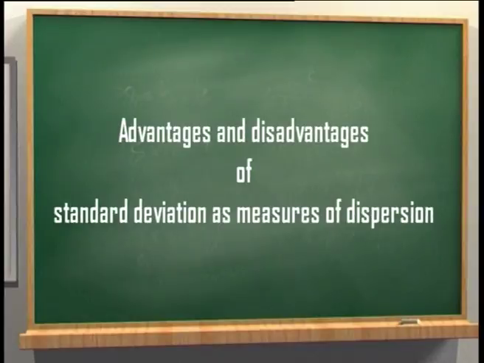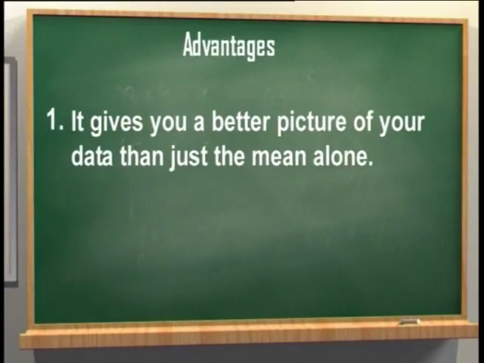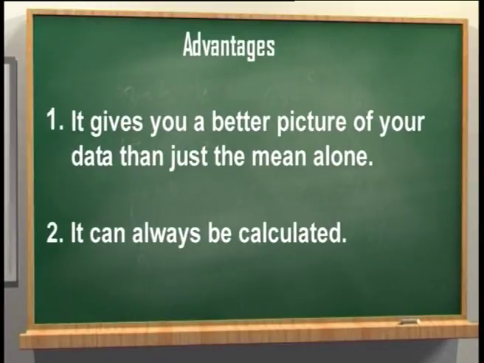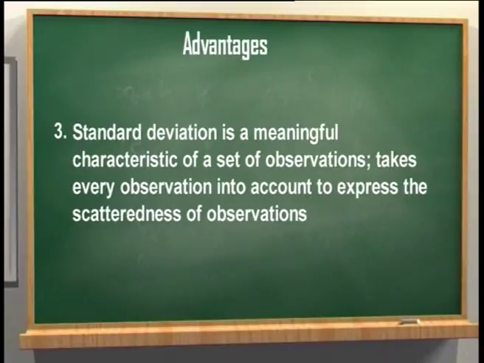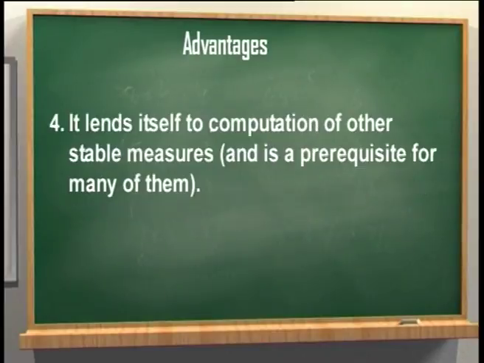Let us discuss the advantages and disadvantages of standard deviation as a measure of dispersion. It gives you a better picture of your data than just the mean alone. It can always be calculated. Standard deviation is a meaningful characteristic of a set of observations. It takes every observation into account to express the scatteredness of observations. It lends itself to computation of other stable measures and therefore is a prerequisite for many of them.